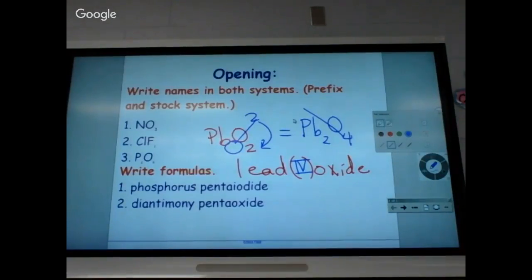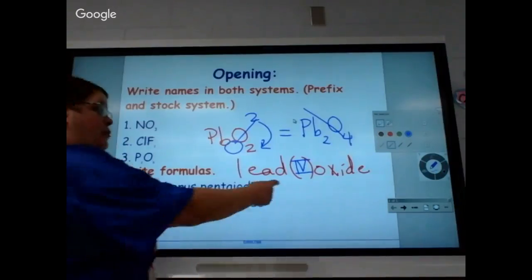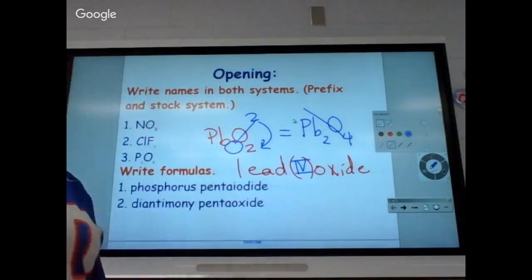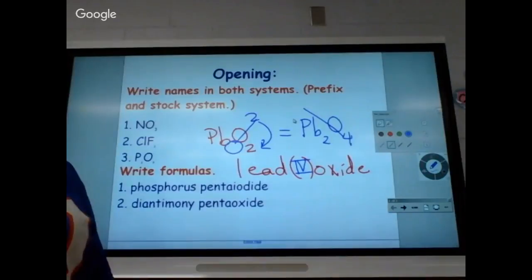Nothing's different. So if they don't give you an oxidation number, like in the formula, I don't know if that ever happens, you choose the first positive number. I have to give it to you if it's positive. That's why you have to tell me the Roman number in there. Because if it's a positive one, you either have to tell me or I have to tell you.